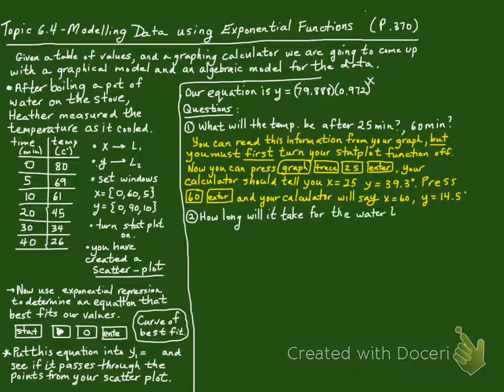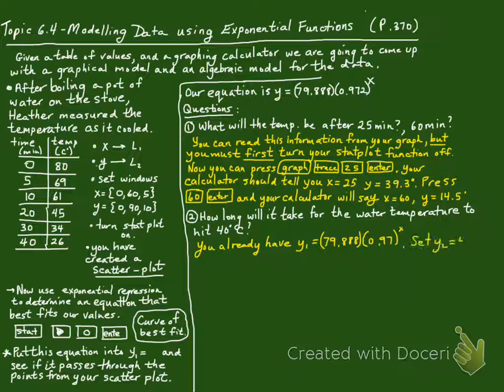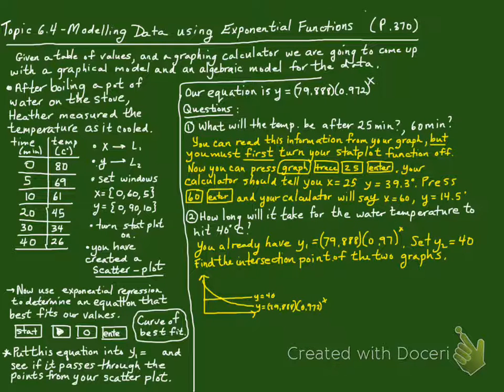How long will it take, number 2, for the water temperature to hit 40 degrees Celsius? Well, we have to interpolate this information, or we can trace it from our graph. We already have y1 is equal to 79.888 times 0.972 to the power of x. So we're going to set y2 to equal 40. Now we've got a graph that has 2 graphs on it. One will be a straight line and one will be our original function. What we're going to do is find the intersection point of the 2 graphs. That intersection point is going to give us our answer.